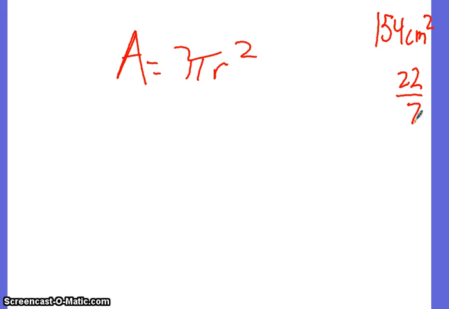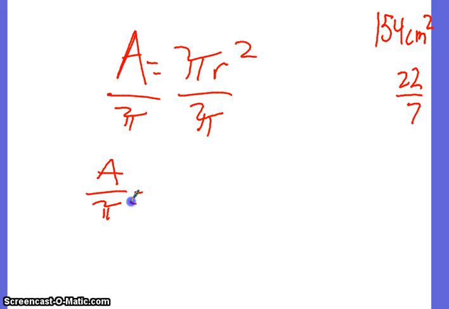Let's transform my formula first. What do I want by itself? R. I want r by itself. All right, how am I going to get r by itself? Divide by pi. Okay, I'm going to divide by pi. That's A over pi equals r squared. Is that done? Is r by itself?